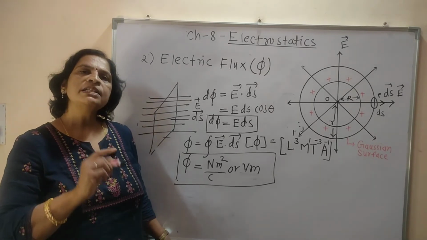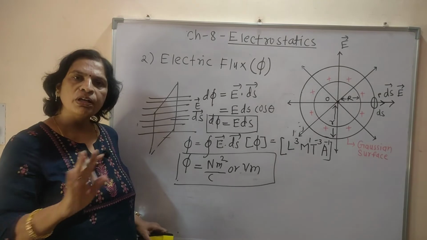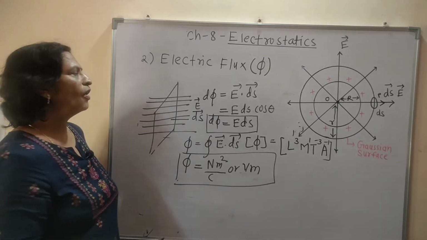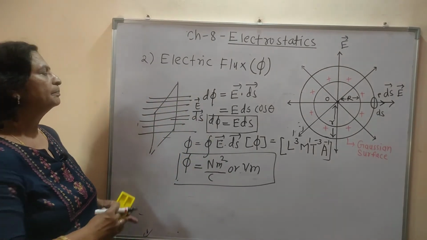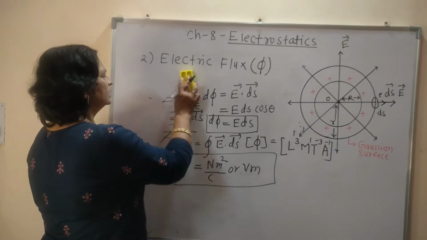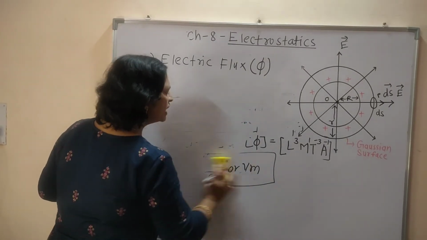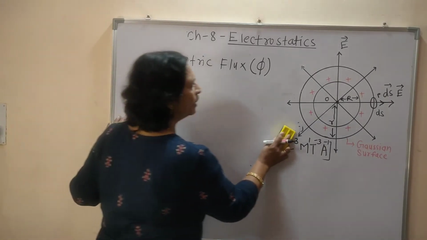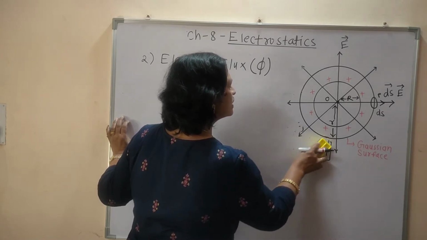Also, always keep in mind that the flux does not depend on the shape and size of the surface area. That imaginary surface may be called a Gaussian surface, and the flux does not depend on the shape and size of the Gaussian surface.